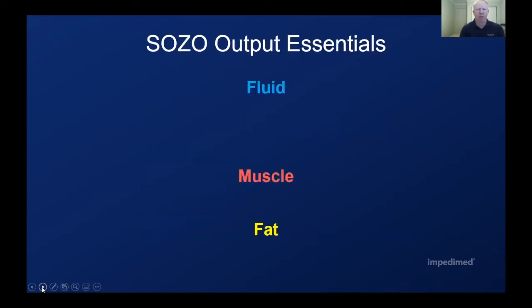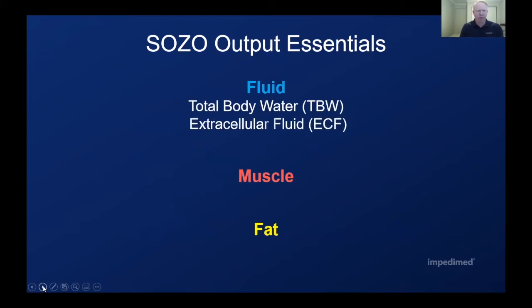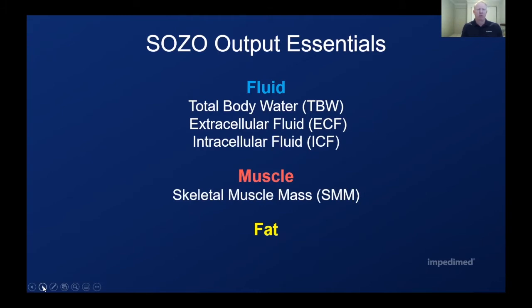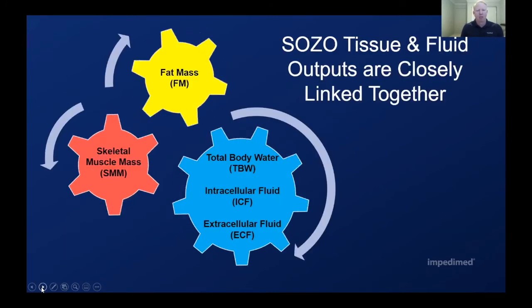So what are the key SOZO outputs? I think there's 5, and they're based in 3 different areas: fluid, muscle, and fat. Fluid, we really look at total body water, extracellular fluid, and intracellular fluid. Muscle is skeletal muscle mass, and fat mass is the one that everyone loves, or maybe not so much, is fat mass itself, or FM.